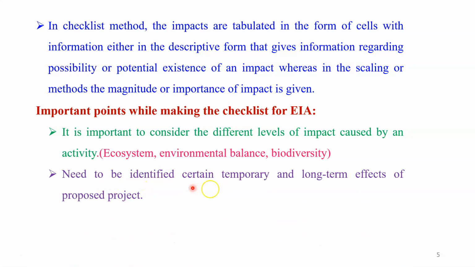We need to identify certain temporary as well as long-term effects of the proposed project. This is a very important thing. When you are going to finalize your checklist, you can make it into two parts. The first is the temporary: what will be the temporary impact of that project when you are going to start, and what will be the long-term effect of that proposed project. So that we have to keep in mind.